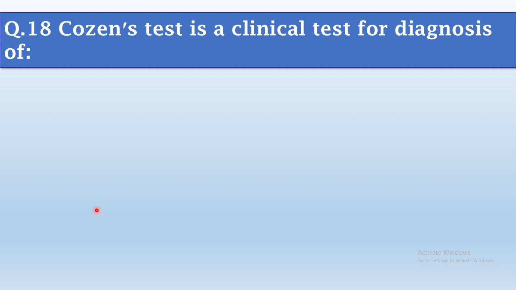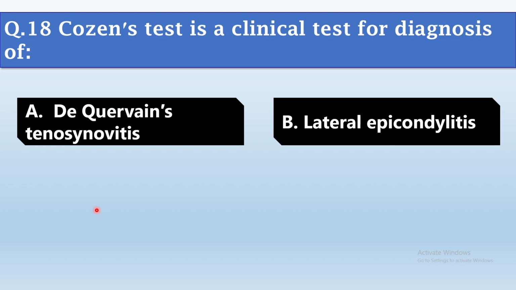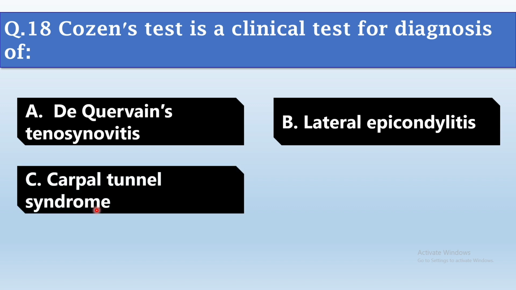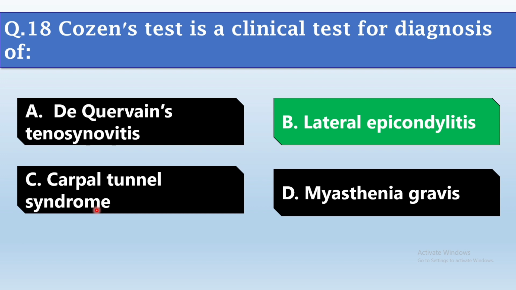Question number 18. Cozen test is a clinical test for diagnosis of option A de Quervain's tenosynovitis, option B lateral epicondylitis, option C carpal tunnel syndrome, and option D myasthenia gravis. The answer is lateral epicondylitis. Lateral epicondylitis is also known as tennis elbow.